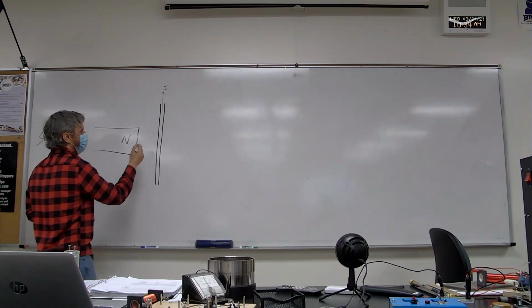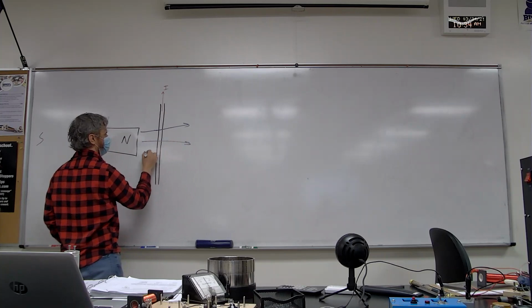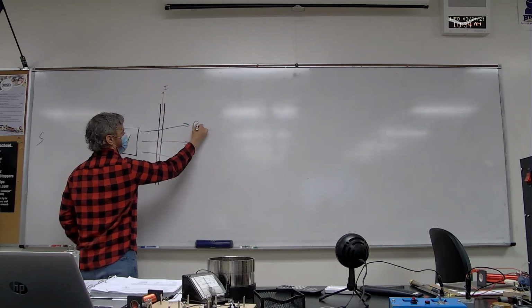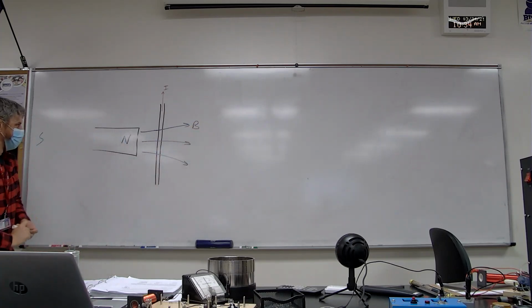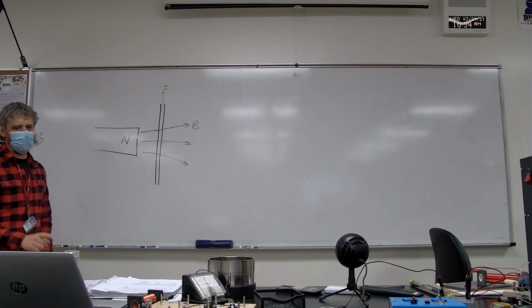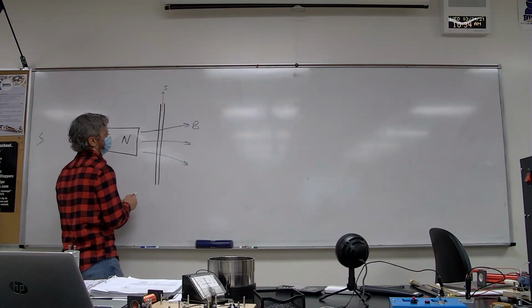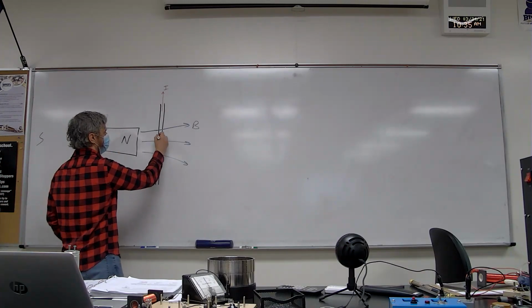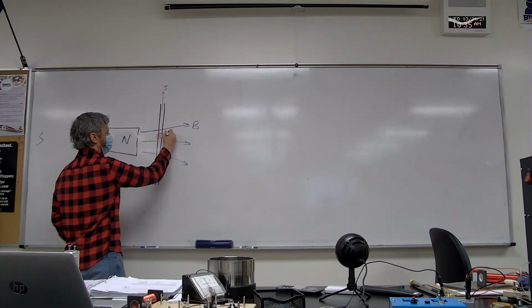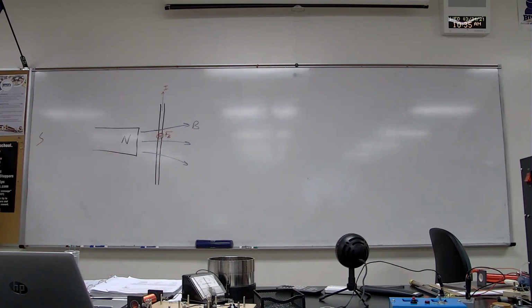I know that right here, I get a magnetic field that looks like this. And I can tell you right now that the magnetic force on this wire will be into the board. So the magnetic force, which I'll call F subscript B, is into the board.